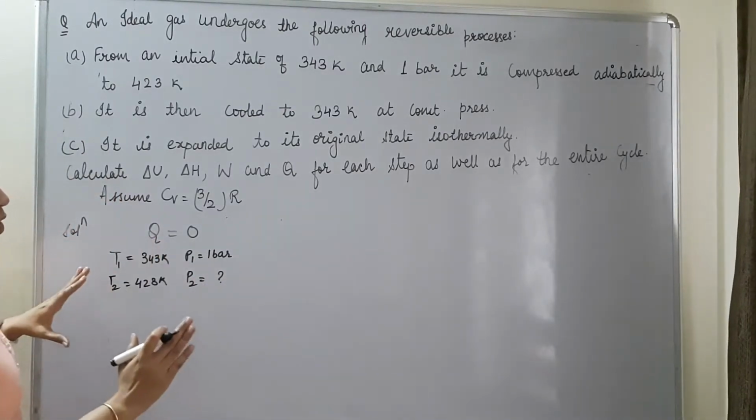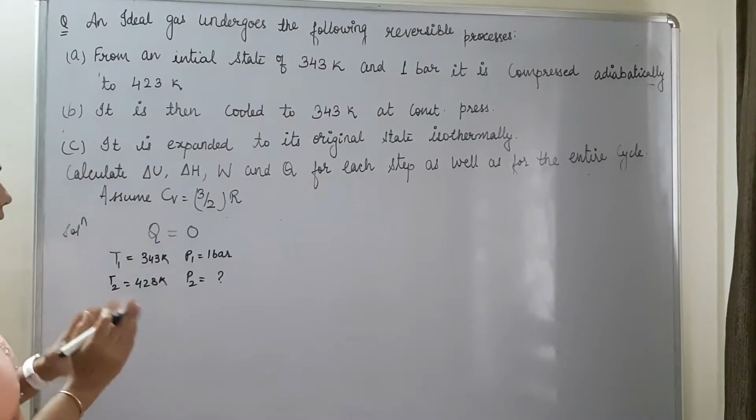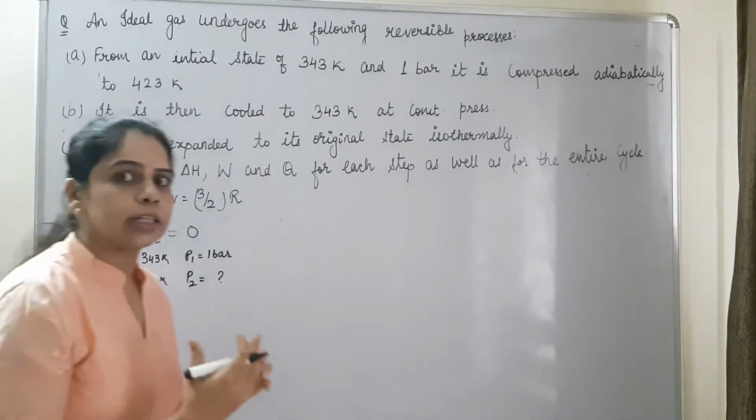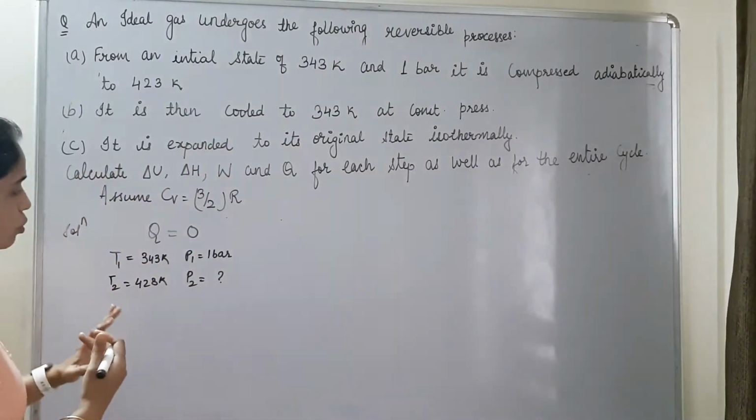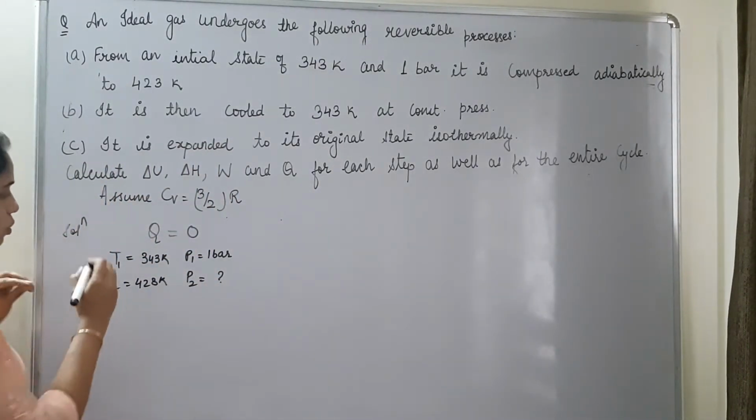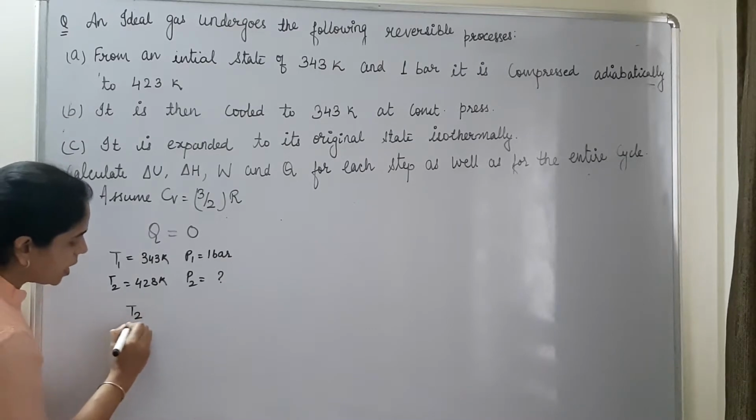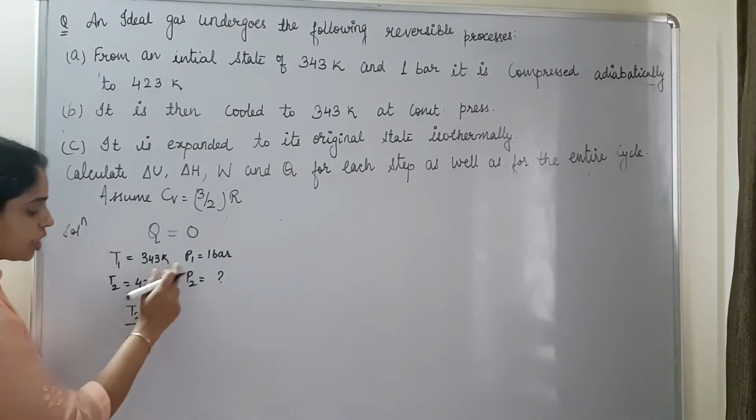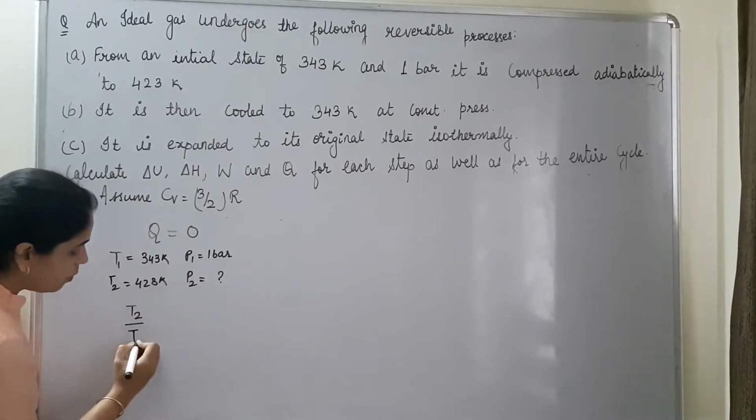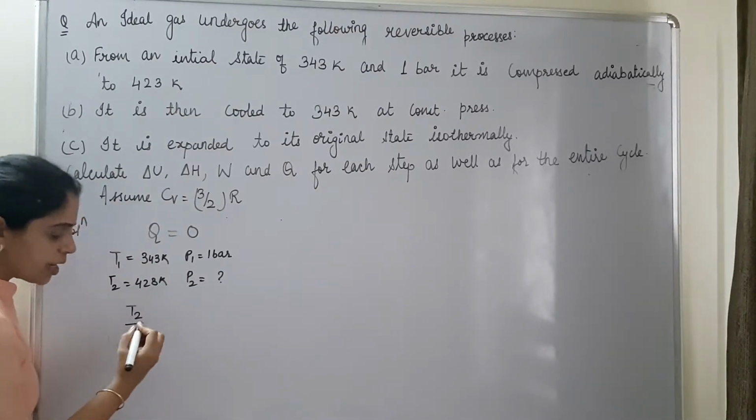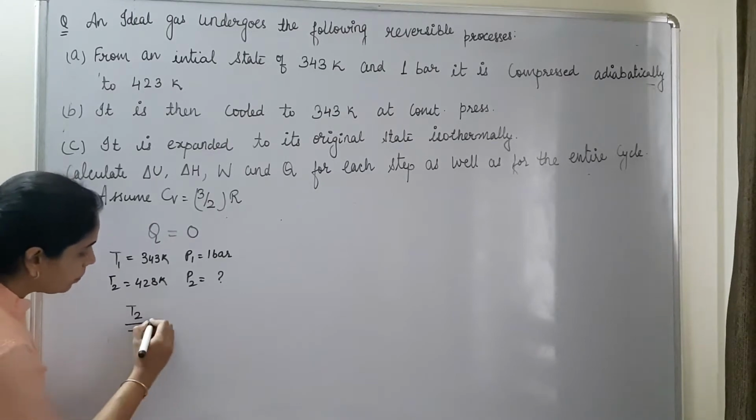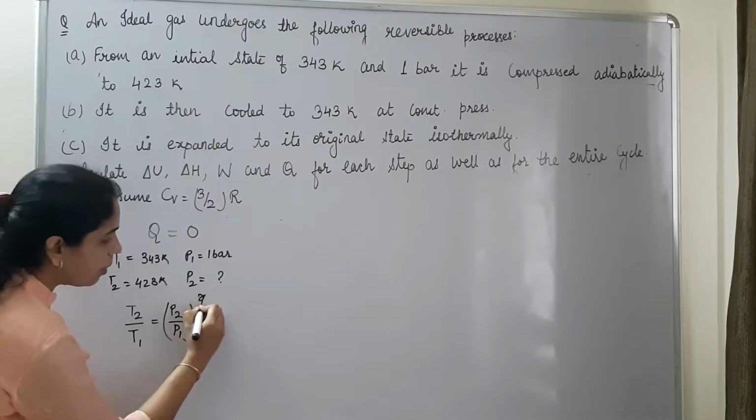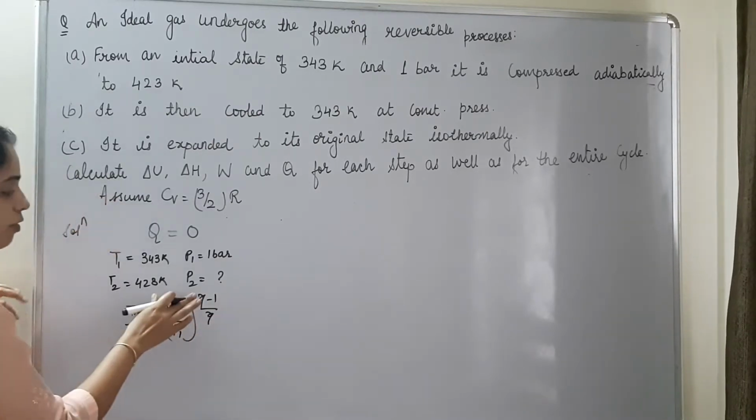Now your gas is going to be compressed adiabatically. That means the pressure of your gas is going to increase when we compress it. So what will the pressure be? We need to find this out. We know the relationship between pressure and temperature for an adiabatic process: T2 upon T1 is equal to P2 upon P1 raised to the power gamma minus 1 upon gamma, and gamma is constant.